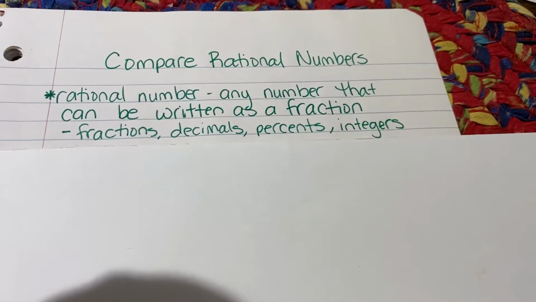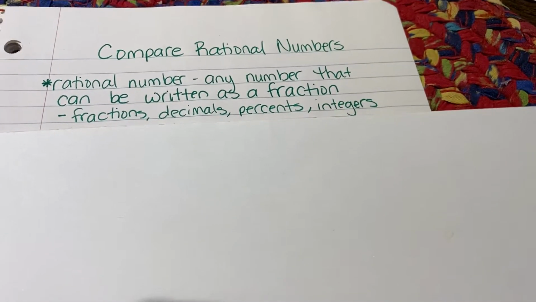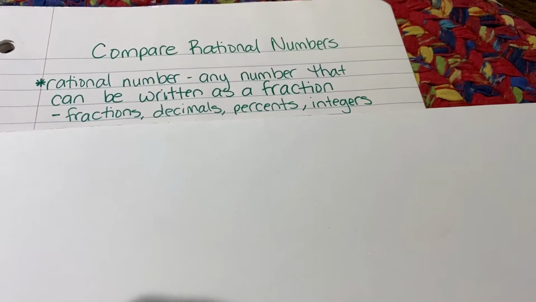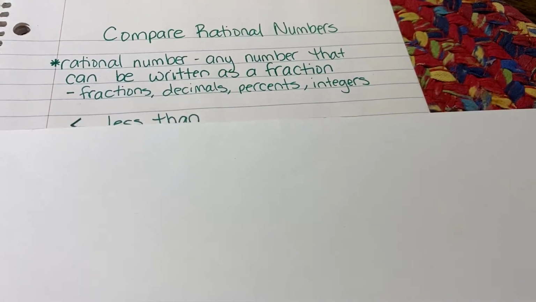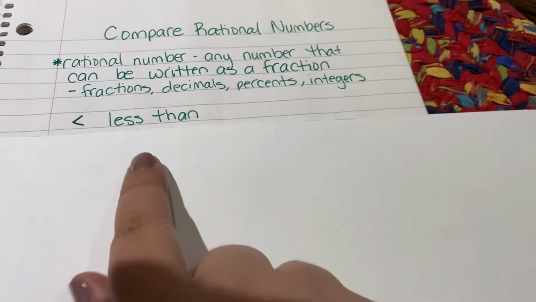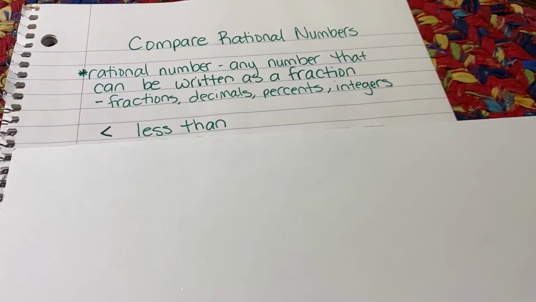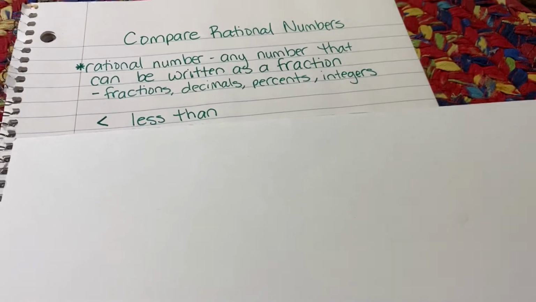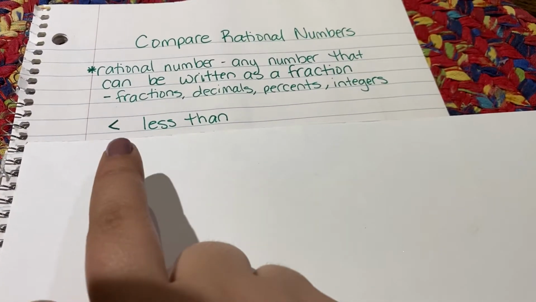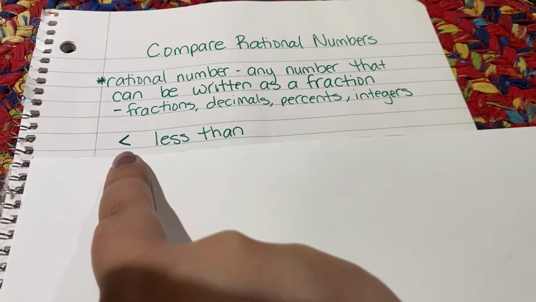Next thing you're going to need to know whenever you're comparing are the 3 symbols we're going to be using. Those symbols are the less than symbol. You might have heard it referred to before as an alligator mouth. The alligator always eats the bigger number. In elementary, you probably learned it that way. So this is the less than symbol.